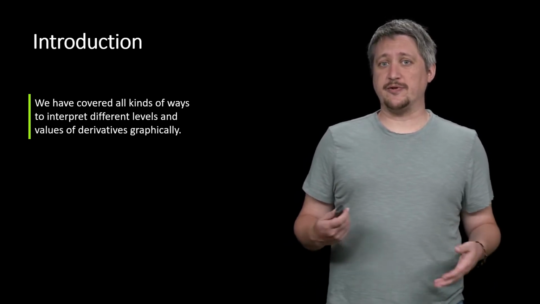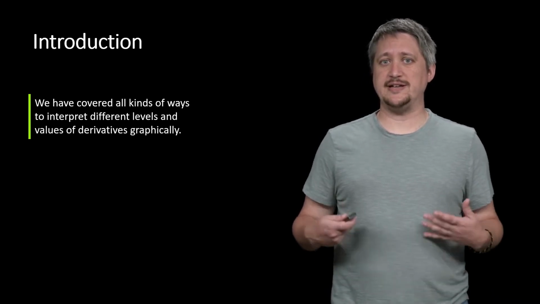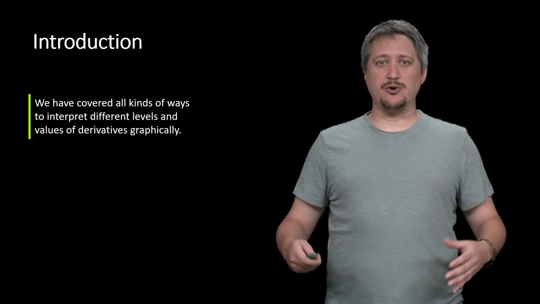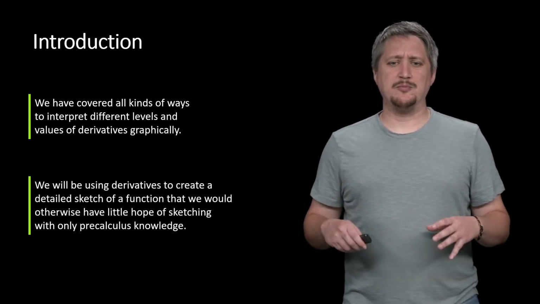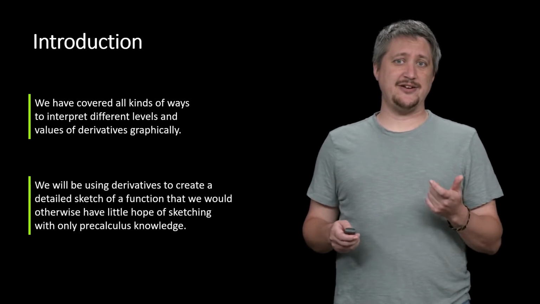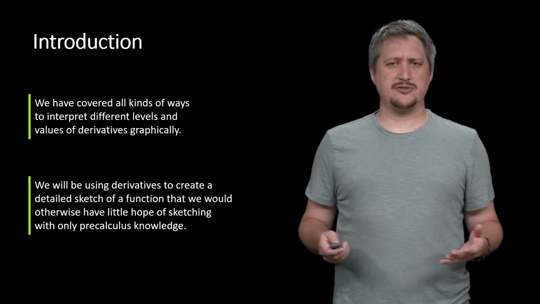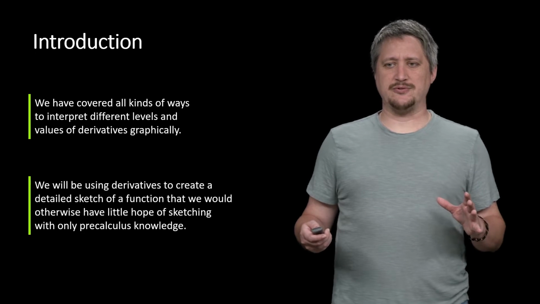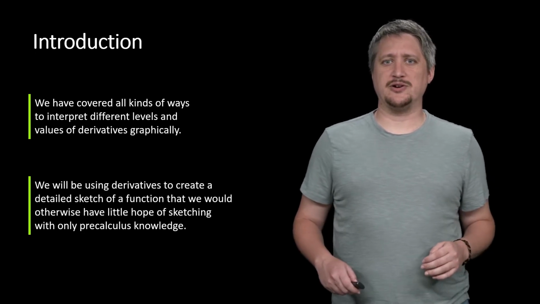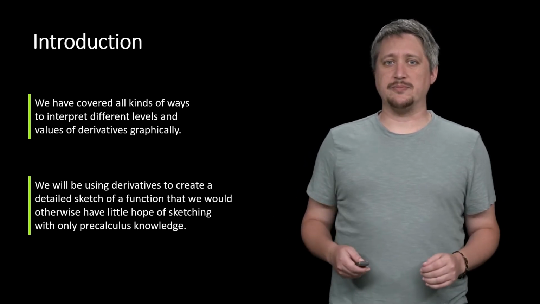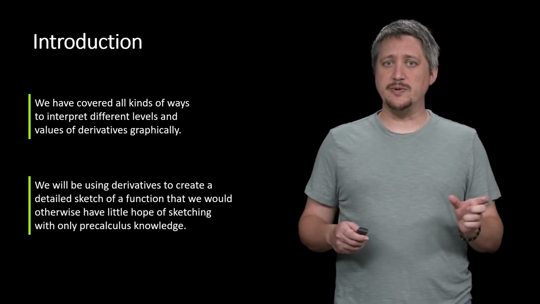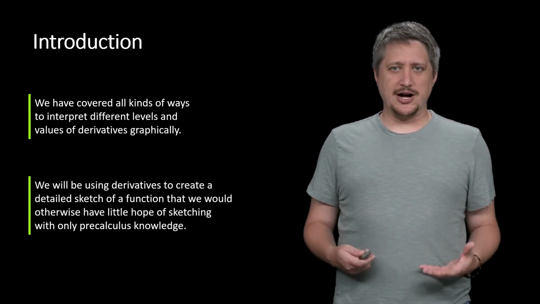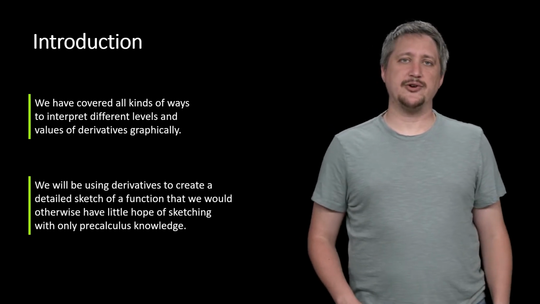So what we want to do is use information about derivatives to try to create a nice version of a graph. That's our overall goal. In particular, we're going to be using derivatives to create this detailed sketch version of a function that otherwise you'd have no real hope of being able to do. If we think back to precalculus, you could graph x squared or some linear movement, some translation or transformation of a function. We could do that kind of thing, but much more complicated stuff, maybe not. So that's what we're going to be trying to do.